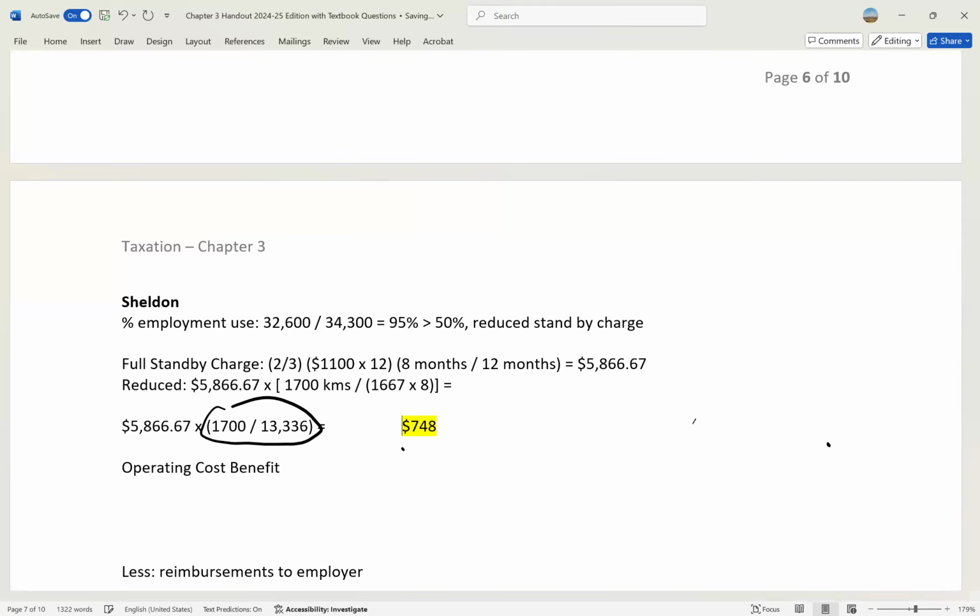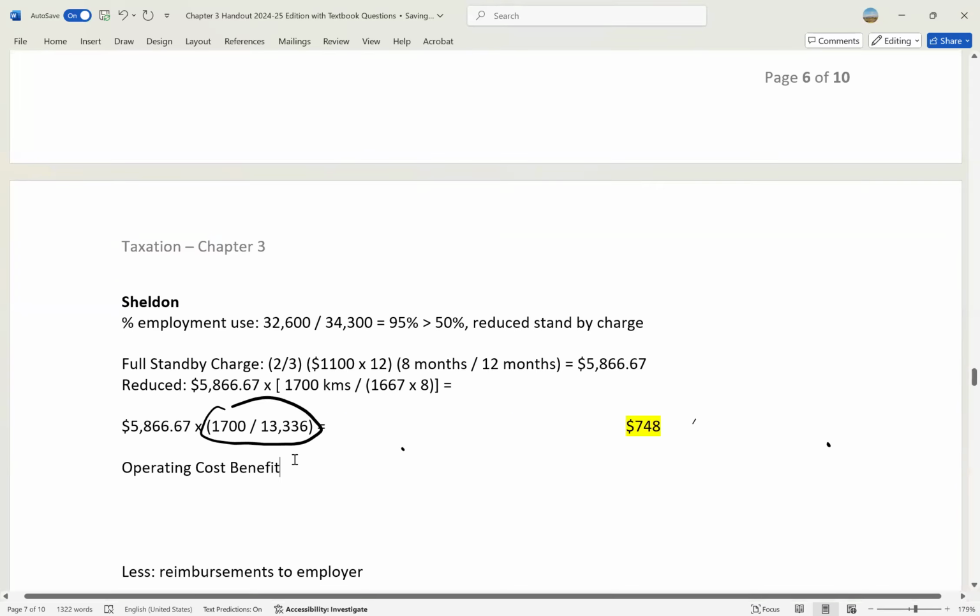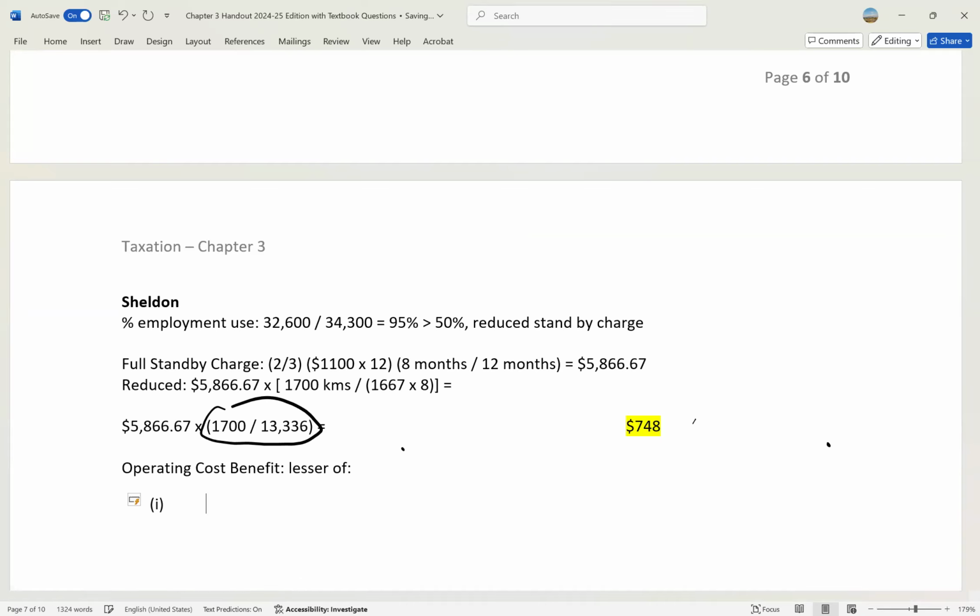So the operating cost benefit, because he drove the car greater than 50% for employment use, is going to be the lesser of two amounts. The first amount is that 33 cents that we saw times the personal kilometers, 1,700 personal kilometers. So the first amount is going to be 561. And the second amount is just going to be 1/2 of the reduced standby charge, which is 748. And so that's going to be 374.